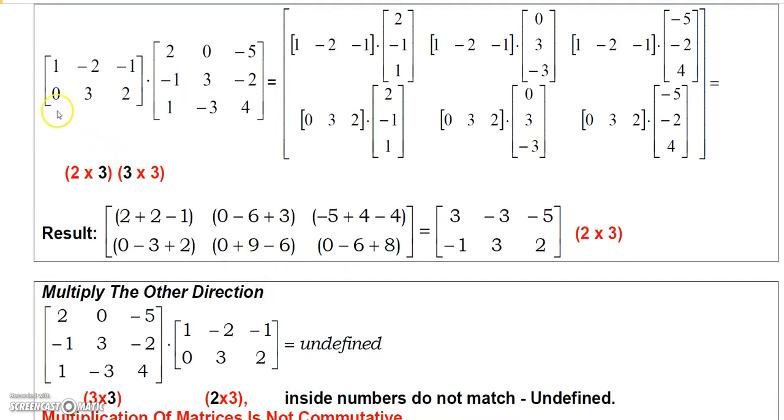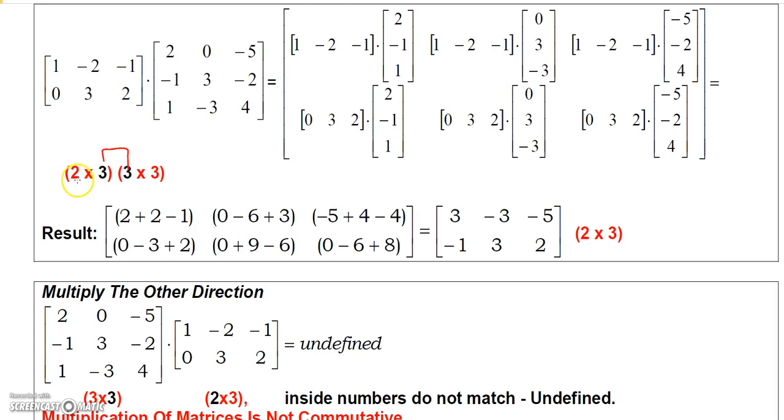So if you wanted to multiply this matrix, which is a 2 by 3 matrix, by this matrix, which is a 3 by 3 matrix, notice that the inside numbers, when we put them in the order that we're going to multiply them, are the same. The 3 and the 3 are the same. So that tells me that I'm going to be allowed to multiply these two matrices together.